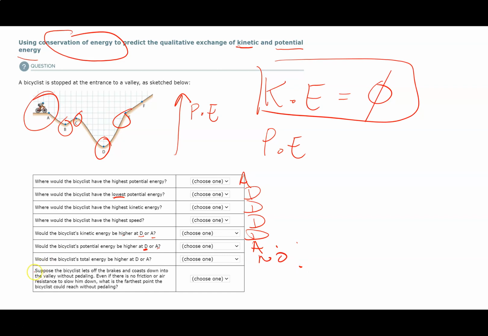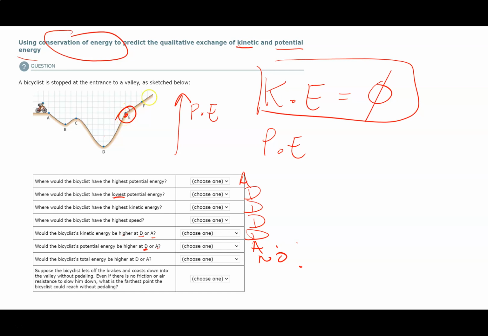And there we go. And then it says, suppose the cyclist lets off the brakes and coasts down into the valley without pedaling. Even if there is no friction or air resistance to slow him down, what is the furthest point that they can reach? Well, they can't get higher. They can't get more energy than what they started with. So the best they can do, where they're going to roll to is E.